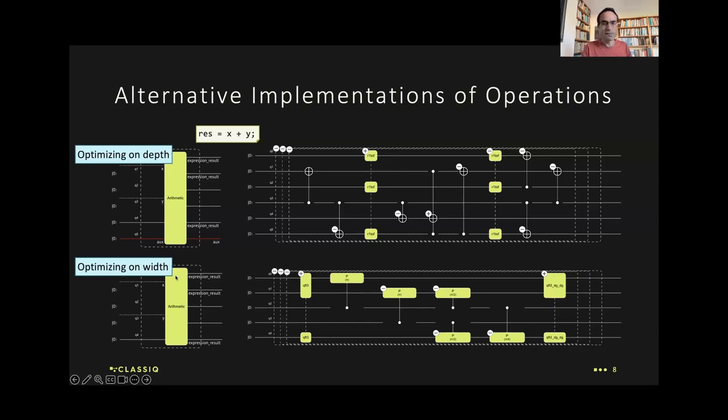And the reason I got this implementation is because that's optimal in terms of width. I'm not using any auxiliaries here, but it's inferior in terms of depth, because these QFT blocks are pretty deep, right? So that's an example of the alternative implementations for some of the fundamental arithmetic operations and the trade-offs that they reflect.